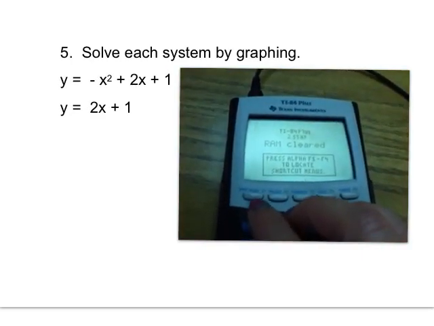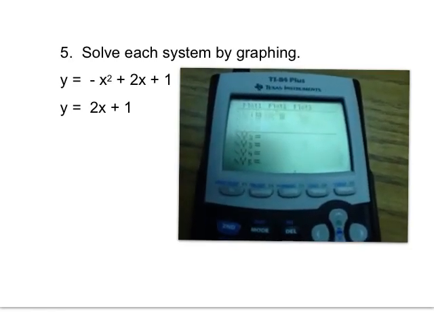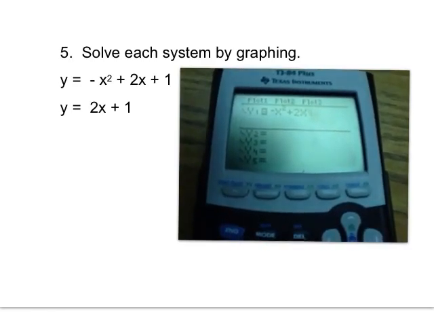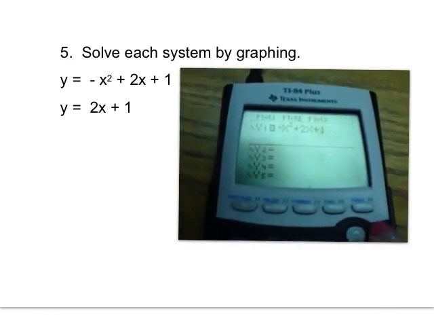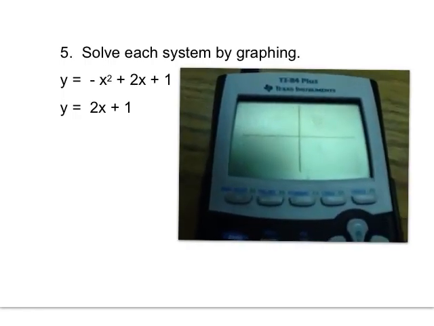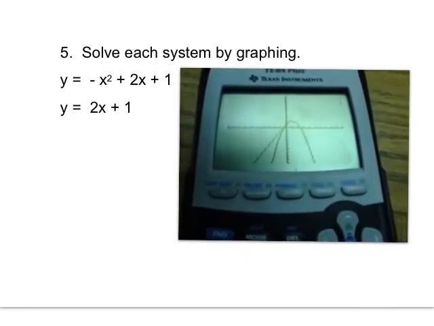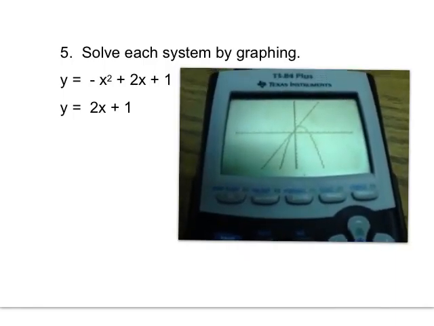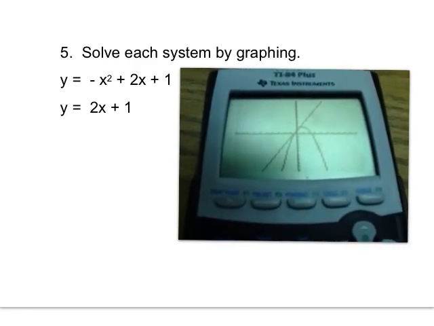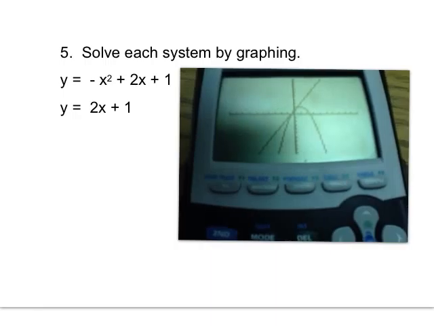And we're going to graph, go to y equals. First one is negative x squared plus 2x plus 1. Second equation is 2x plus 1. Push graph. Here comes the parabola. And here is the line. So what do you think? Are a parabola and a line always going to cross in 2 places?